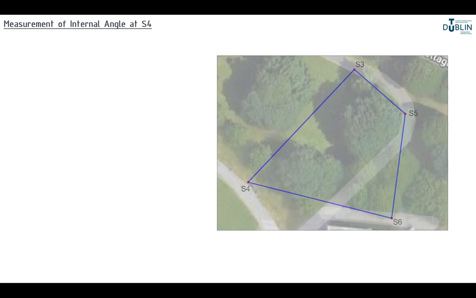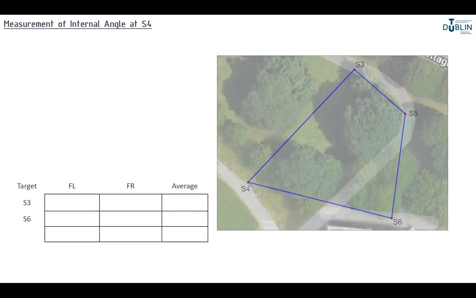So here we have our zone with stations 3, 4, 5 and 6 shown. And here we have our table where we're going to put in our face left and face right readings. So step 1 is to set up a total station over station 4, and then your assistant will hold the target over station 3 as shown here.